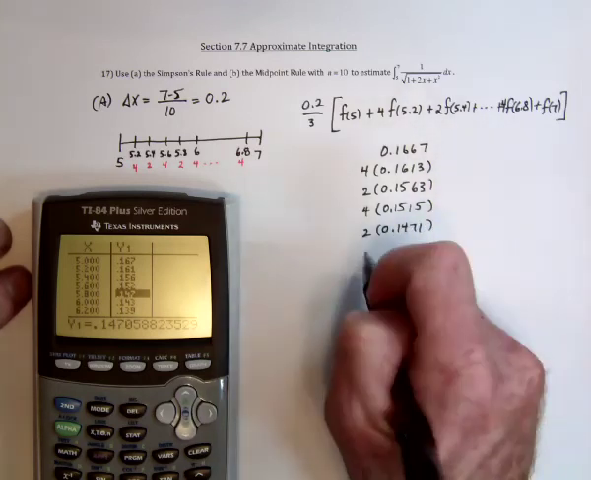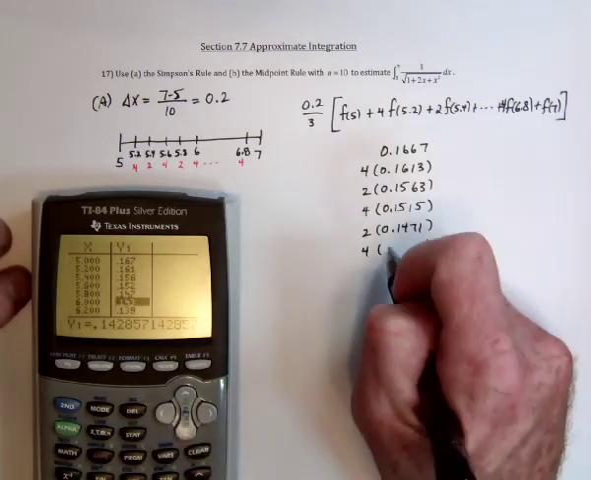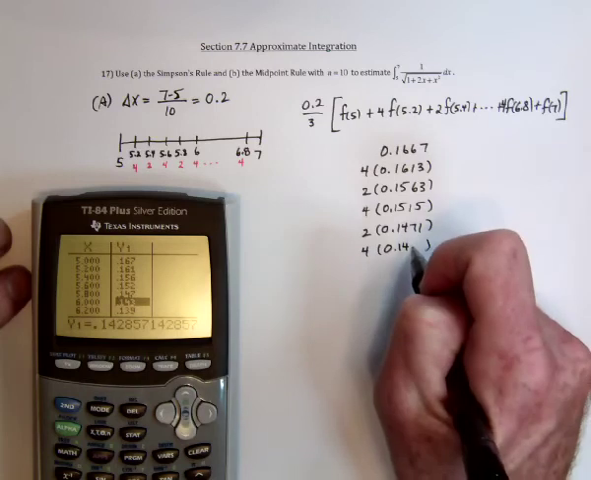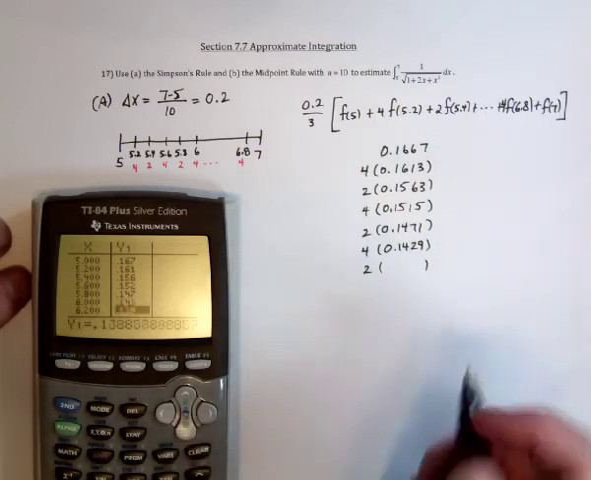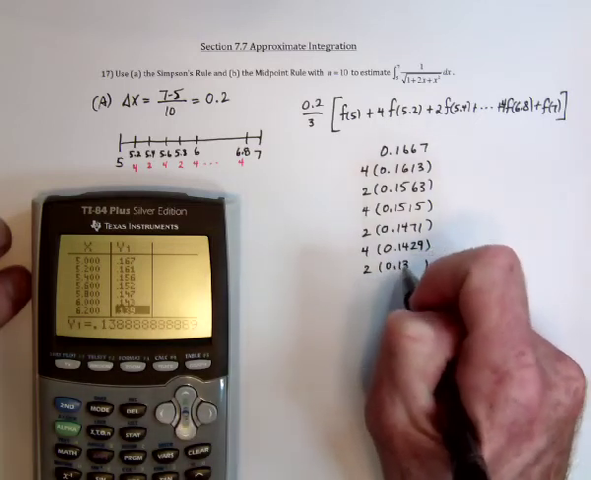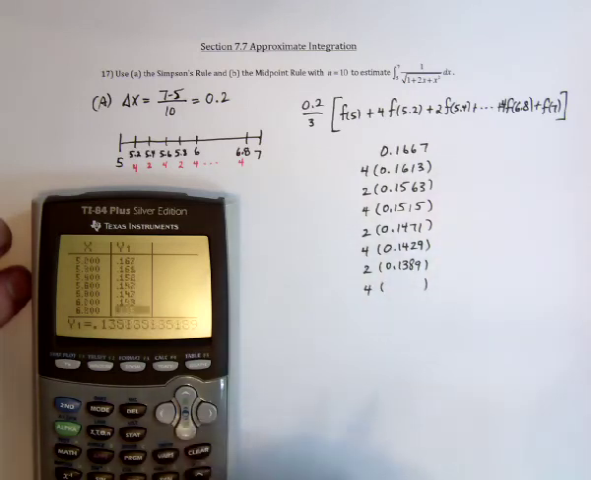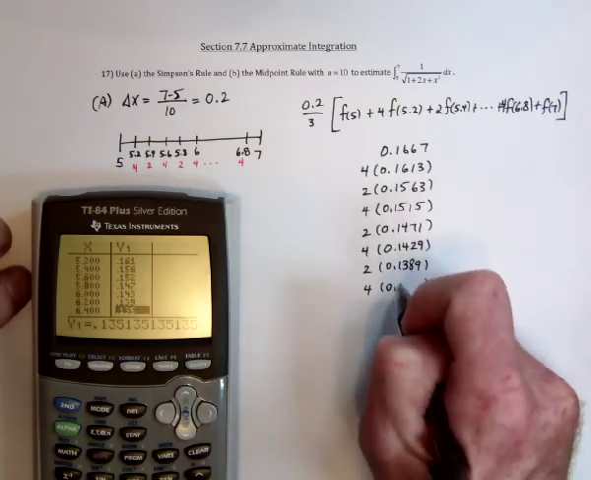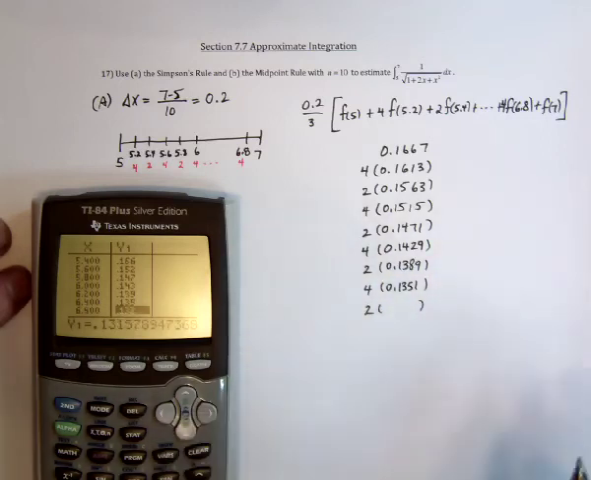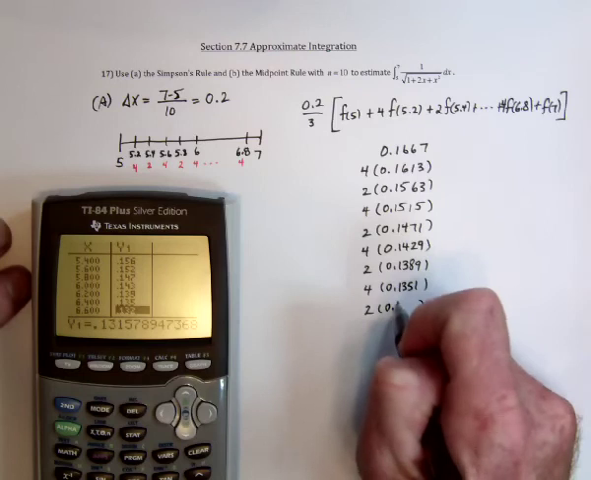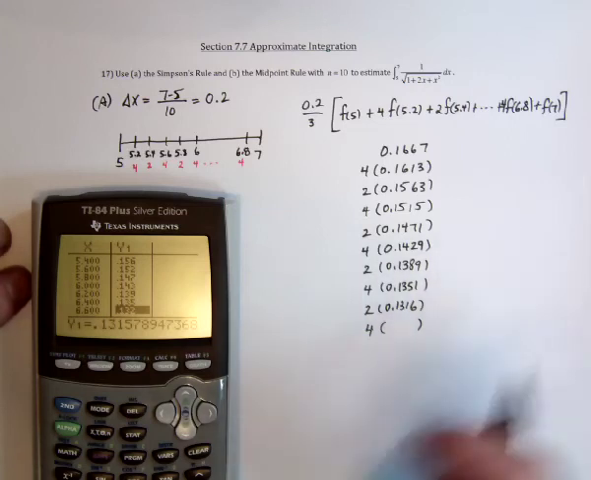4 times, look at that, we're almost halfway done, 0.1429, 2 times 0.1389, next is 4 times 0.1351, 2 times 0.1316, and we're almost done. This should be the 6.8.